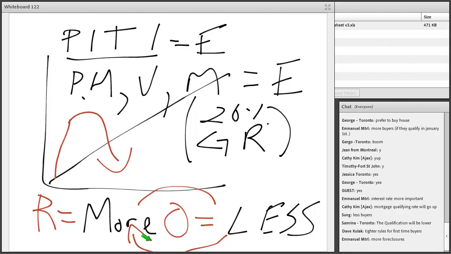But it's more affecting the people that are new buyers. But Emmanuel, at some point, that's going to affect the interest rates. Will affect owners, because interest rates when they renew.